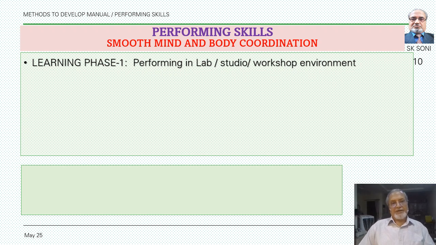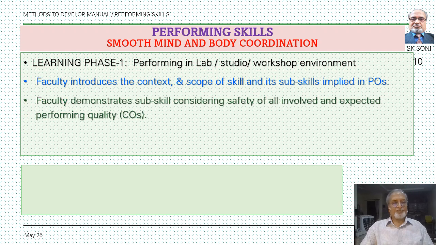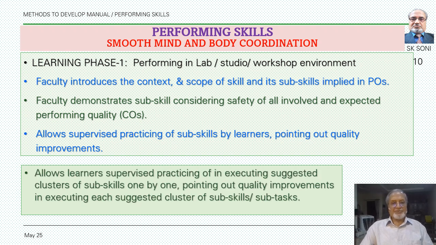Performing skill, smooth mind and body coordination. Learning phase 1, performing in lab, studio or workshop environment. Faculty introduces the context and scope of the skill and its sub-skills implied in program outcomes. Faculty demonstrates sub-skills considering safety of all involved and expected performing quality. Allows supervised practice of sub-skills by learners, pointing out quality improvements. Allows learners supervised practicing in executing suggested clusters of sub-skills one by one, pointing out quality improvements in executing each suggested clusters and sub-clusters. So this is phase 1.